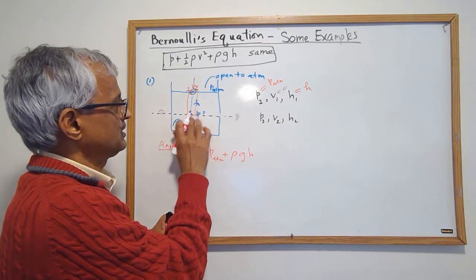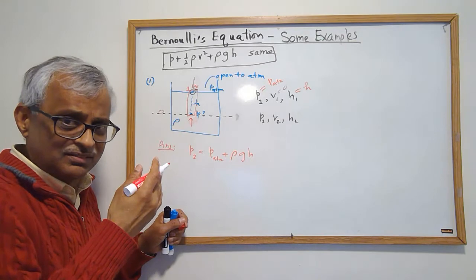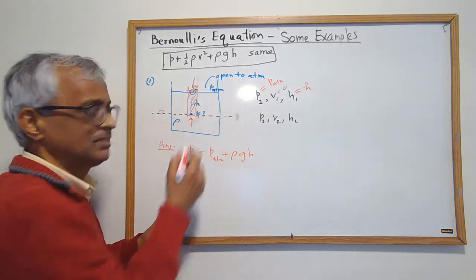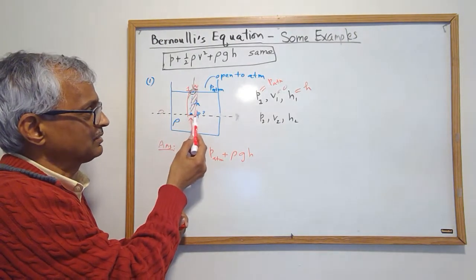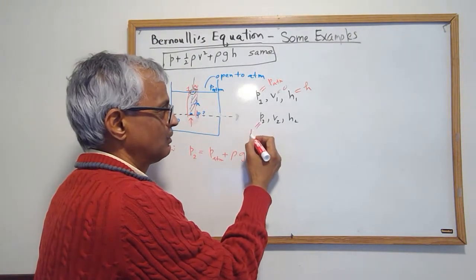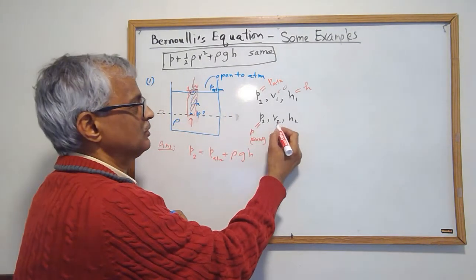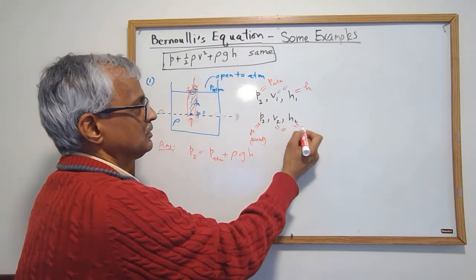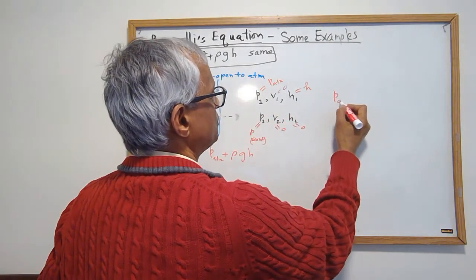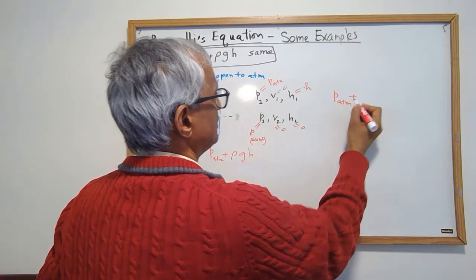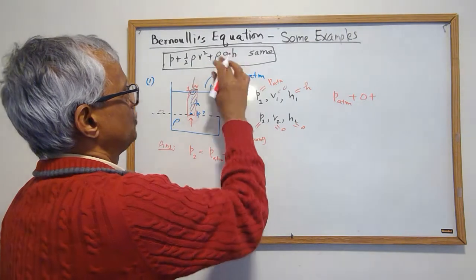P2, well, what's the pressure from outside the system, right? So this is the system. We're thinking this is the system. So one pressure will be that way, another pressure will be that way. That's the pressure I want. V2 is 0, H2 is 0. So this combination at that place is P atmosphere plus 0 plus rho g h.